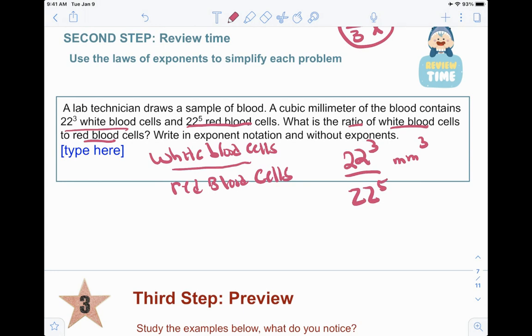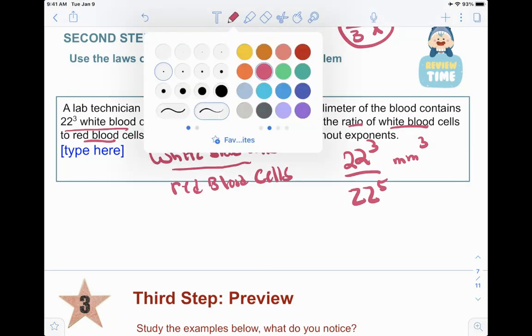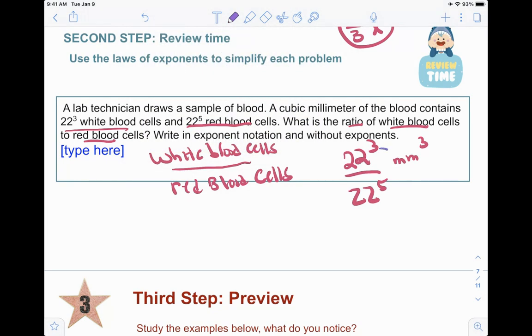So please remember, when you are dividing and bases are the same, you subtract the exponents, and you subtract where the larger exponent is. So this time it's going to be in the denominator. So in the numerator, we're going to have the number 1, and in the denominator, 22 squared. So the first task was to write that in exponential notation, which is right here.